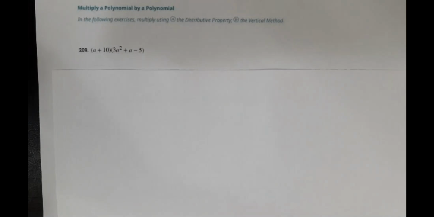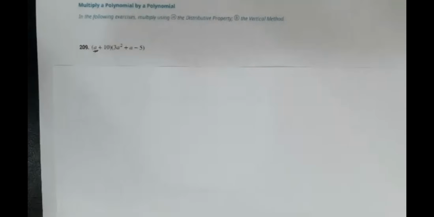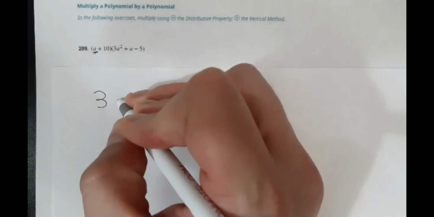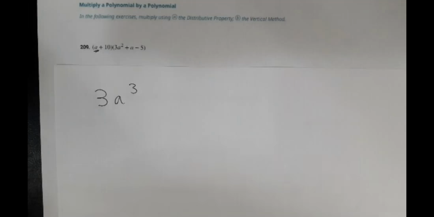So now we got a binomial by a trinomial. So what is the process to this? And you can do the box method on this. It's going to be a 2 by 3 box. If you want to do box method, that's a thing you can do. But I like to go through and just go with the first thing. So if I do a times 3a squared, what is that going to give me? 3a cubed. So I want to give you just like 1 minute on this. I want y'all to try this distributive step.